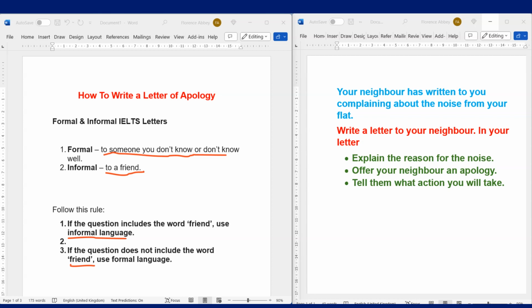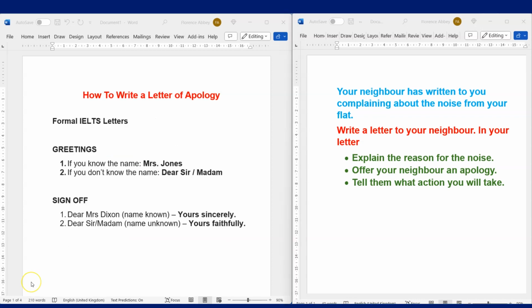So with this sample letter, since you're going to write it to a neighbor, we have to assume that we don't know this neighbor. So we are going to write a formal letter. So how do we write a formal letter? How do we start a formal letter? Let's look at the greeting and the sign off. We will start with how you will greet in this kind of letter, and how you sign off when you are finished with your actual letter.